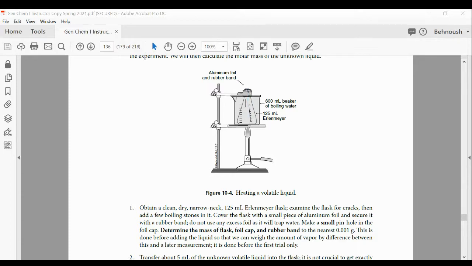We don't have the molar mass. Molar mass is unknown. This experiment is performed to determine the molar mass. And since we don't have the molar mass, we cannot use that formula. We can use that formula to calculate the molar mass, which is the mass divided by number of moles. But in order to calculate molar mass, we need the mass. How do you measure the mass?